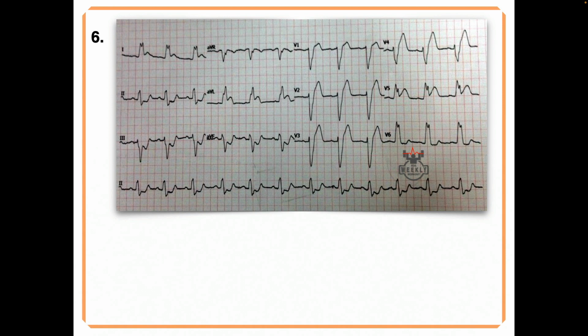Okay, Brandon, number 6, please. So this is a left bundle. I didn't find any Sgarbossa B, but for Sgarbossa A, maybe in lead 1, AVL, and then maybe in 5 and 6.